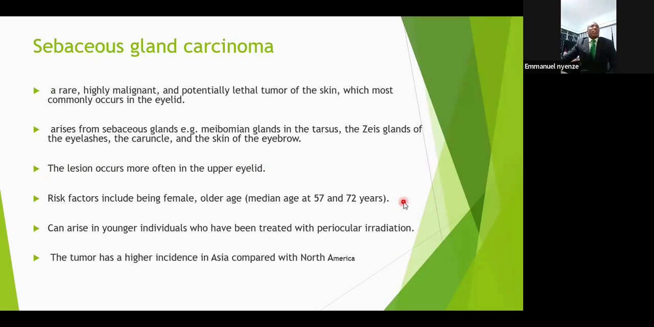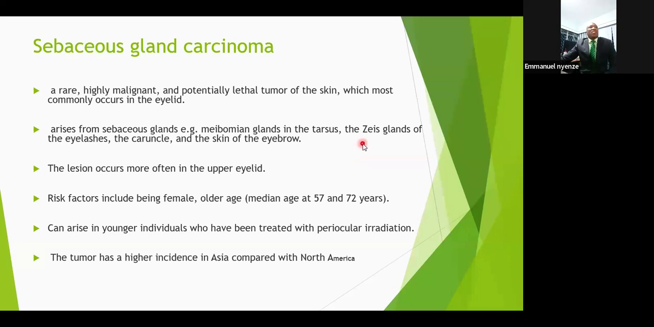Sebaceous gland carcinoma, on the other hand, is rare in our setting. It's very malignant and potentially lethal, and usually occurs in the upper eyelid. It arises mainly from sebaceous glands, of course, commonly from the meibomian glands. And you remember there are more meibomian glands in the upper tarsus, and they are bigger, of course, because the upper tarsus is bigger, almost double the size of the lower tarsus. So they're more common in the upper eyelid.